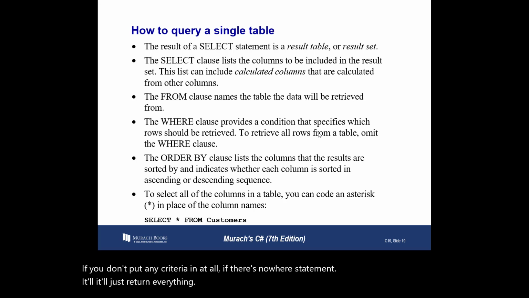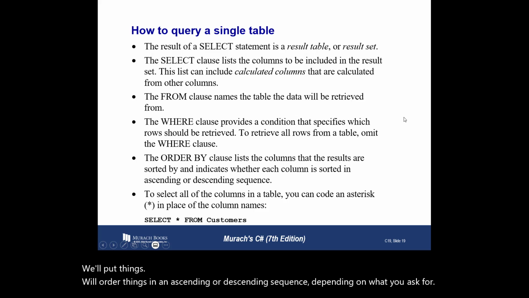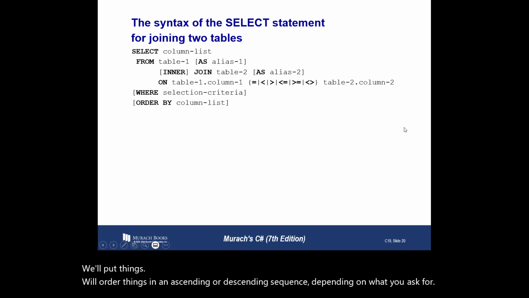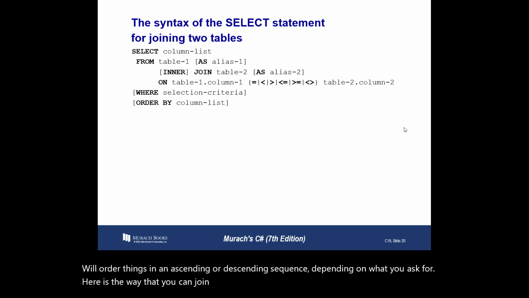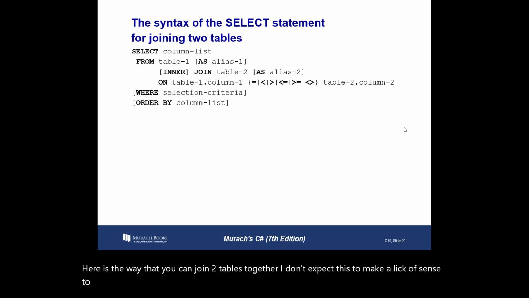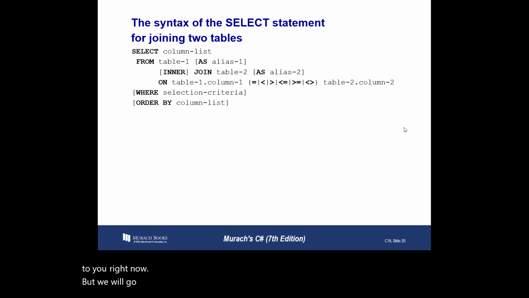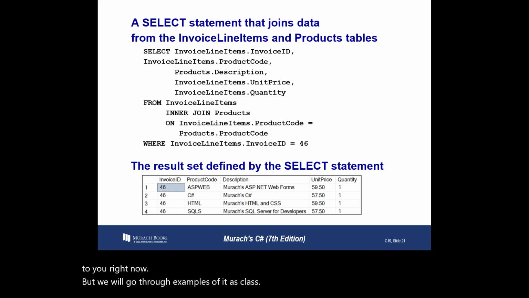The order by will order things in an ascending or descending sequence, depending on what you ask for. Here is the way that you can join two tables together. I don't expect this to make a lick of sense to you right now, but we will go through examples of it in class. You end up with kind of ugly statements like this, where you are combining information from the invoice line items table along with the products table.